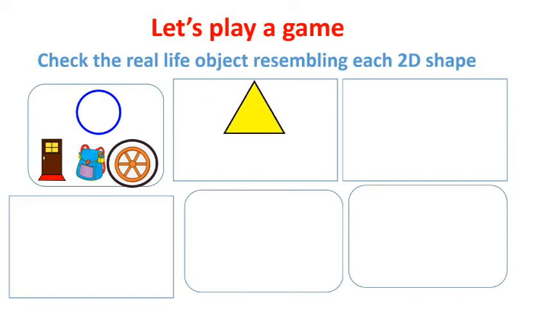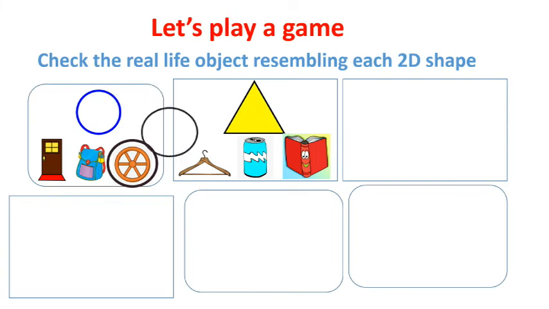What shape is this? This is a triangle. Have you any idea which object resembles a triangle? Cloth hanger, cane or a book? Which one is correct? Yes, well done. It resembles a cloth hanger.